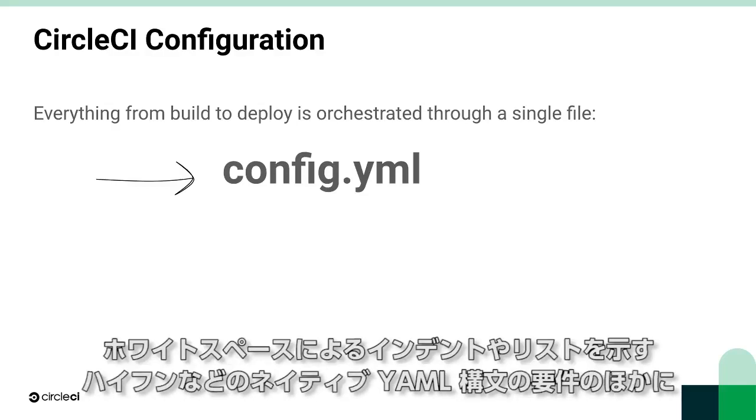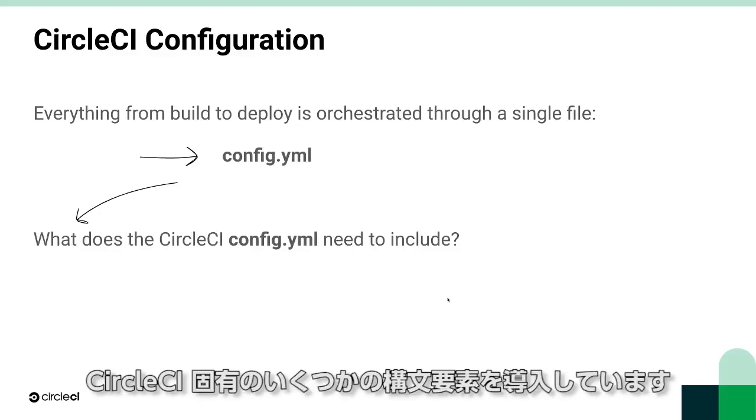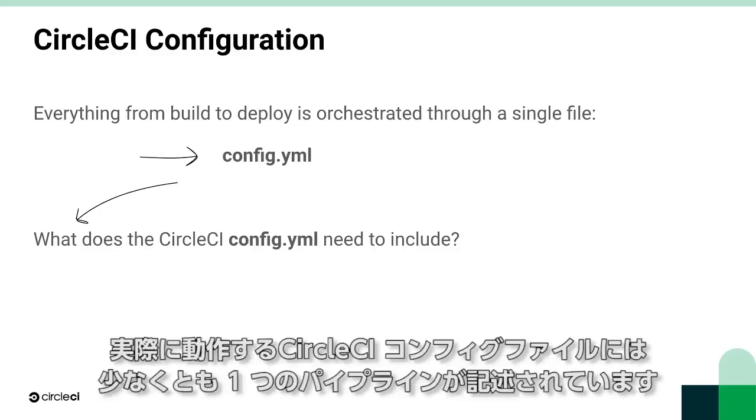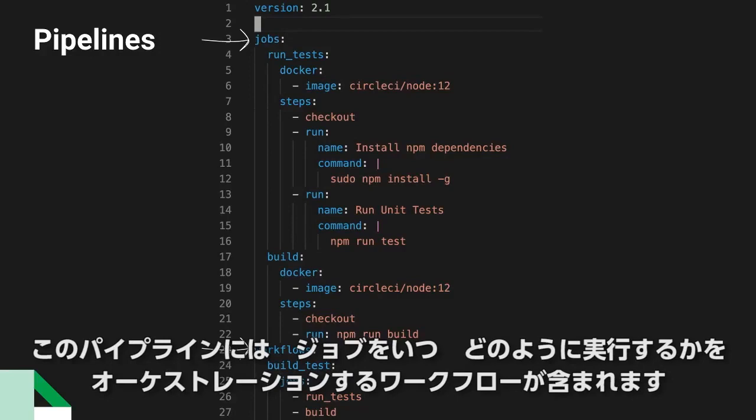So outside of following the native YAML syntax requirements like whitespace indentation and hyphens for lists, our config file needs a couple CircleCI specific syntax elements to be a complete, practical delivery process. A simple but functional CircleCI config includes at least one pipeline, which encompasses workflows, which then orchestrate how and when jobs are executed.